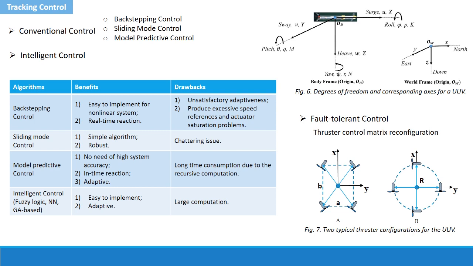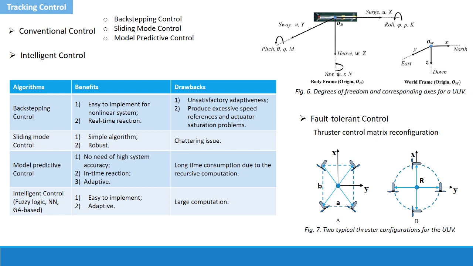Okay, so for the tracking control of the UUV, for conventional control, backstepping control, sliding mode control, and model predictive control are mainly used for UUV trajectory tracking to realize its efficiency and robustness. And nowadays we also apply intelligent controls, like those based on fuzzy logic, neural network theory, and also genetic algorithm.